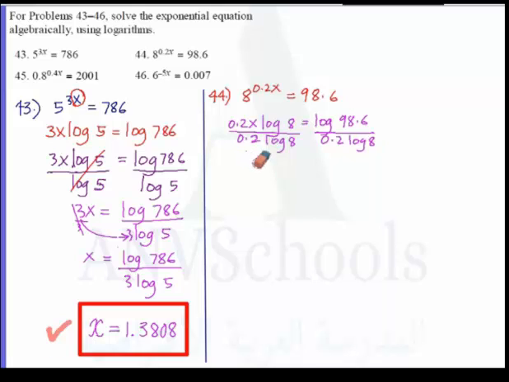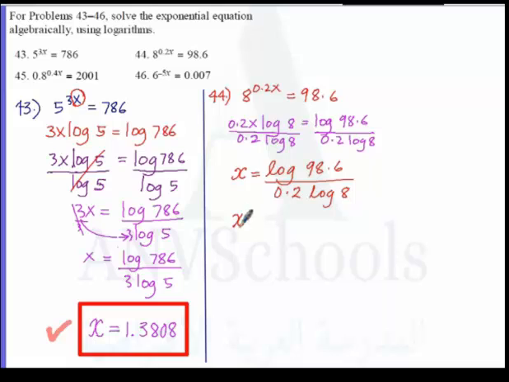And my x would be equal to log of 98.6 all over 0.2 log 8.